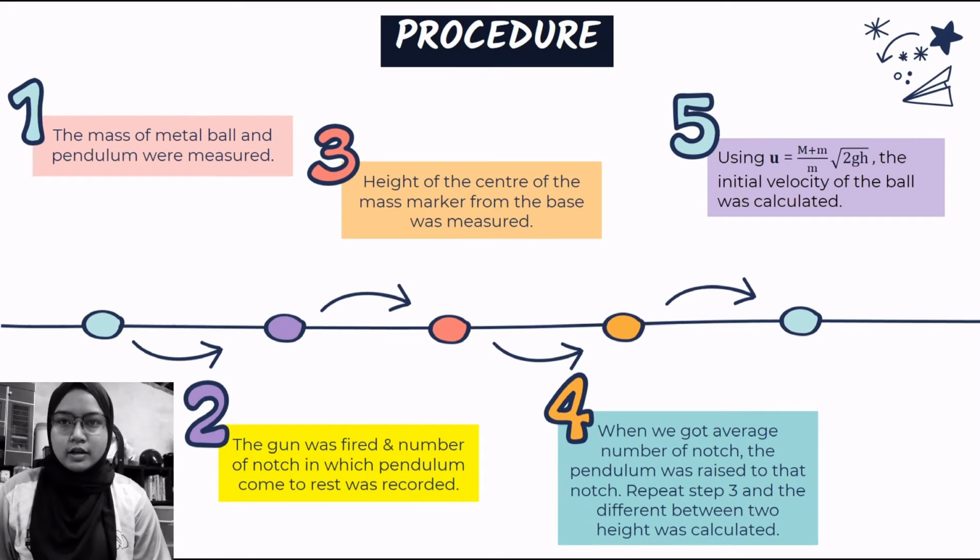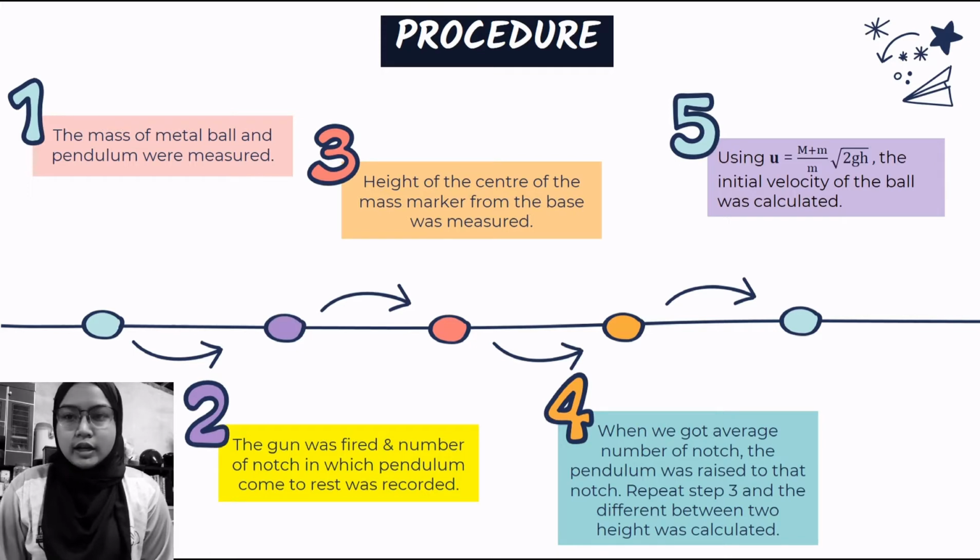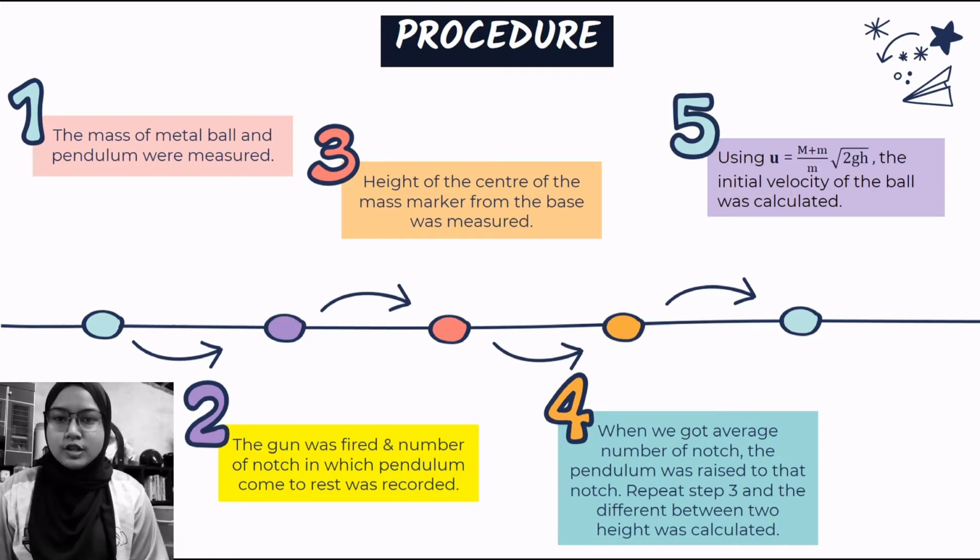Now, let's take a look at the procedure of this experiment. First, the mass of the metal ball and pendulum were measured. Second, the gun was fired and the number of notches at which the pendulum came to rest was recorded. Third, the height of the center of mass marker from the base was measured. Fourth, when we got the average number of notches, the pendulum was raised to that notch. Repeat step 3 and the difference between the two heights was recorded.